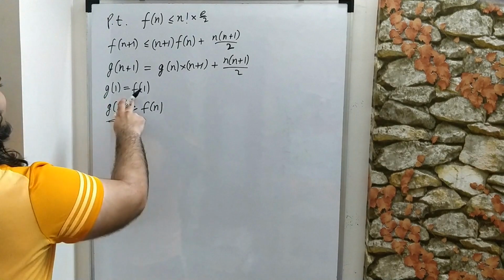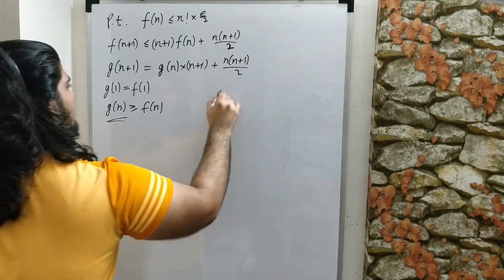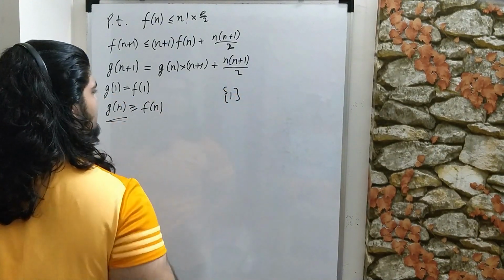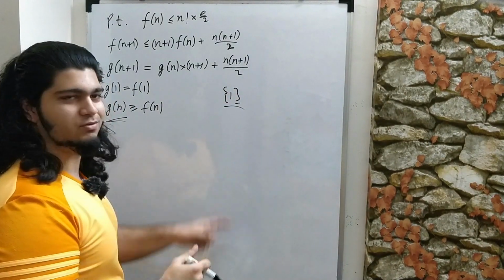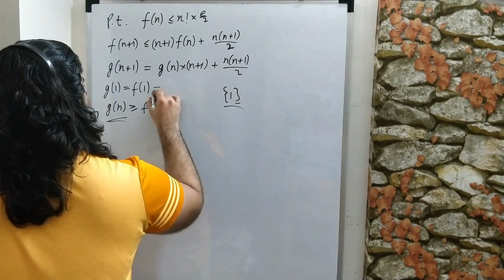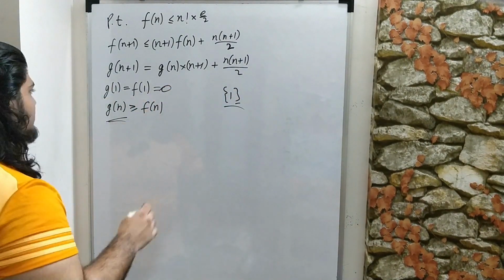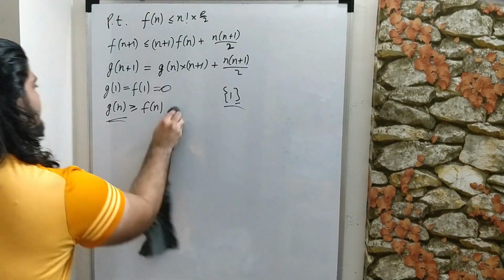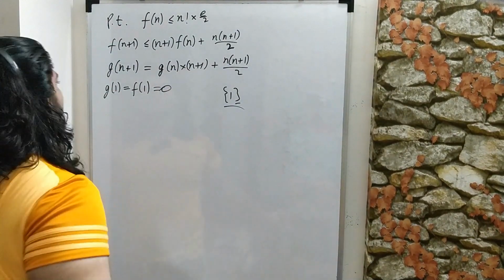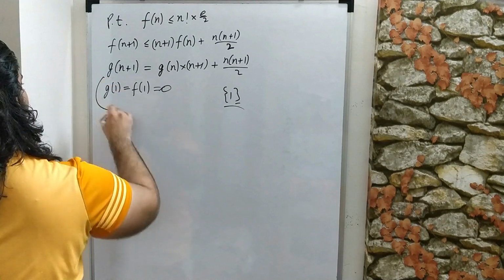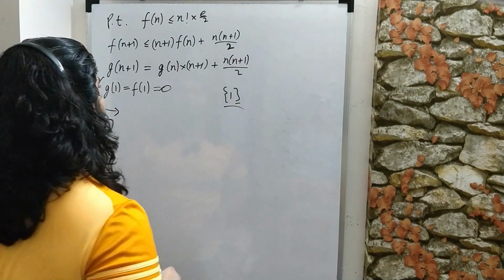So now what is f(1)? Well, how many switches do you need to cover the permutations of this set? 0. So this is equal to 0, which is a nice number to deal with. So now what we'll do is we'll find g(n) using this expression.